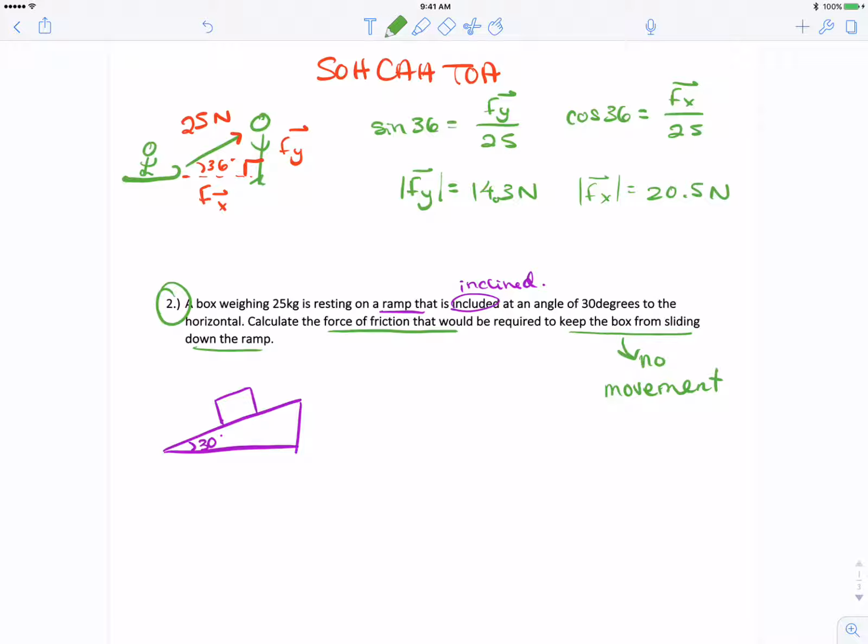So what kind of forces are acting on this box if we were just to talk about it? Yeah, okay, so I have gravity pulling down. What else? Normal force. Okay, so normal force pushing up. And I also have another force, a force of friction.